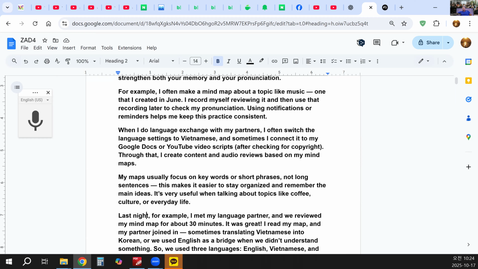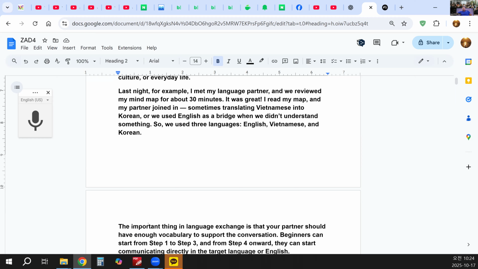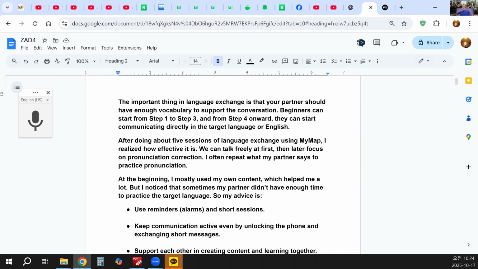Last night, for example, I met my language partner and we reviewed my MyMap for about 30 minutes. It was great. I led with my MyMap and then my partner joined, sometimes translating Vietnamese into Korean, or we used English as a bridge when we didn't understand something. So we use the three languages, English, Vietnamese, and Korean. The important thing in language exchange is that your partner should have enough vocabulary to support the conversation. Beginners can start from step one to step three, and from step four on, they can start communicating directly in the target language or English.